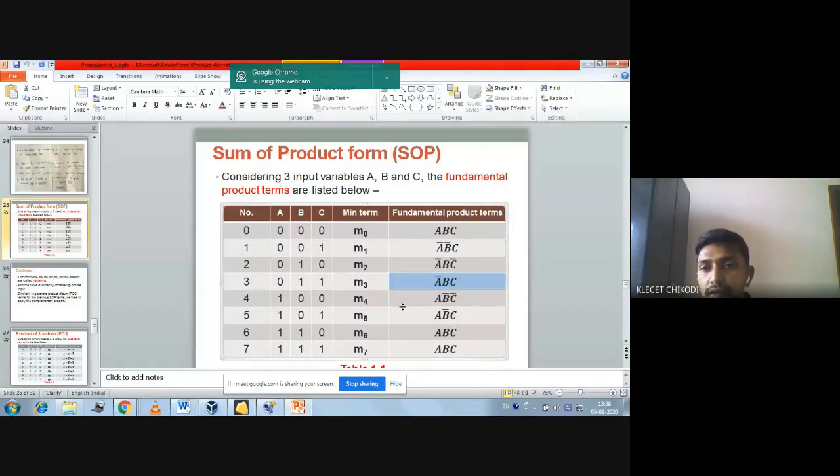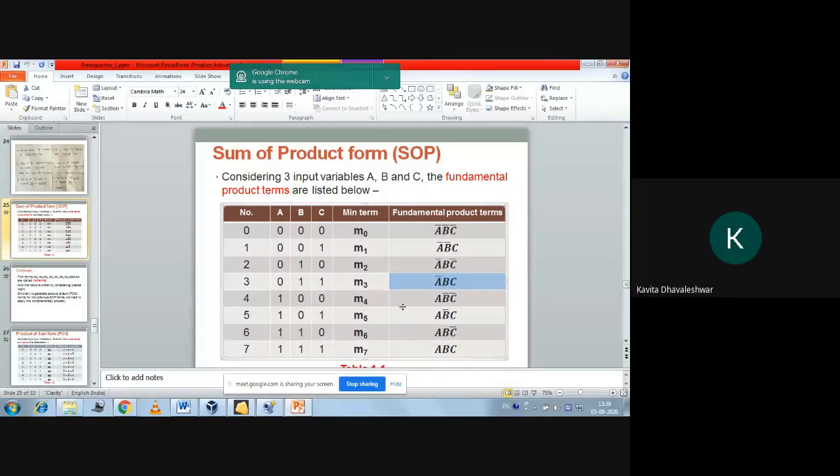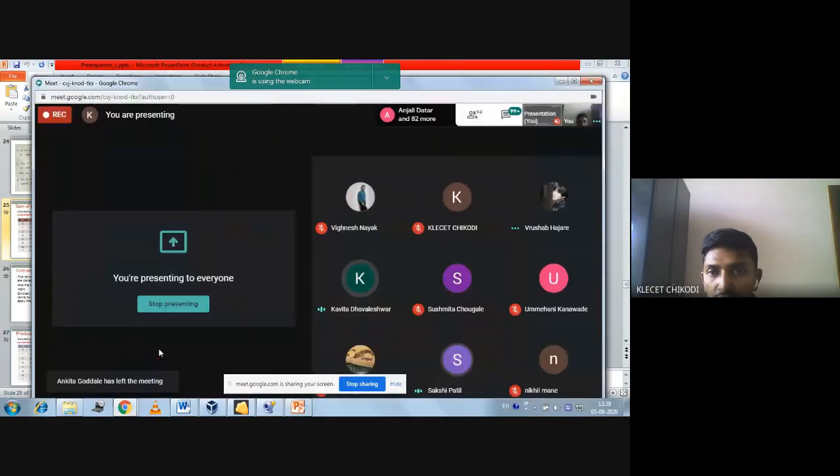fundamental sum term? What will be the POS term for M3? A B bar. B bar plus C bar. Okay, just any one of you.